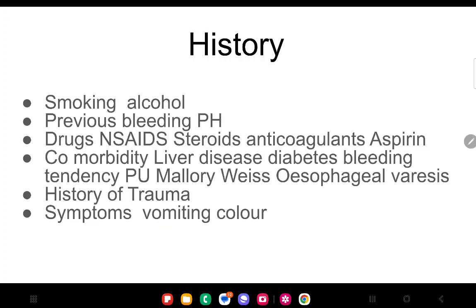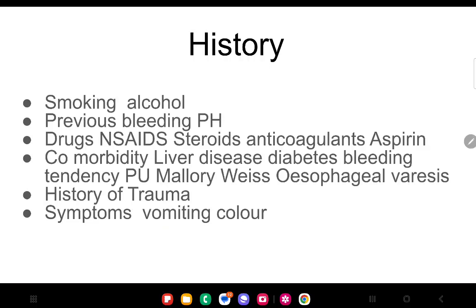History of previous bleeding can be very important. In the past history of that bleeding, was it treated surgically or medically, or did it stop spontaneously? What was the diagnosis of that condition, and is it related to the present condition or not?